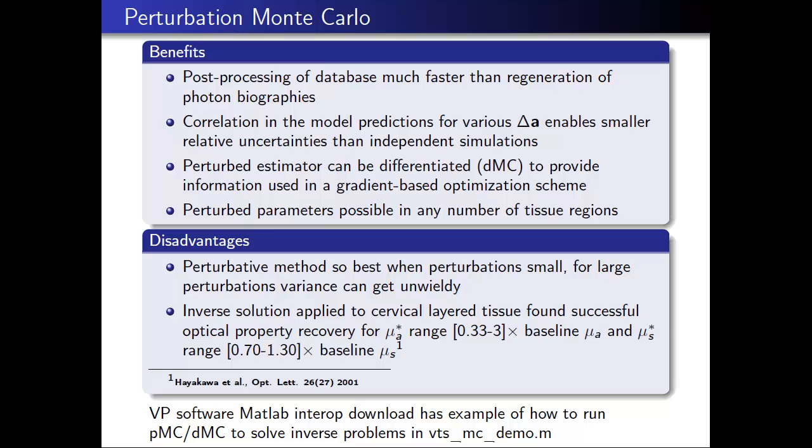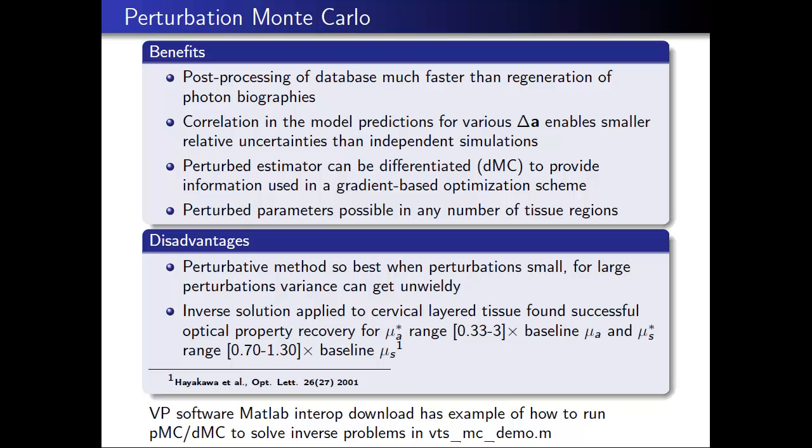So the disadvantage is that it's a perturbative method. So it's best when the perturbations are small. You can imagine that if the delta A is very large, that weight factor that I'm applying can get unwieldy. Now it can be shown that it would produce the same mean, but the variance can get unwieldy. And that's the drawback of this method.